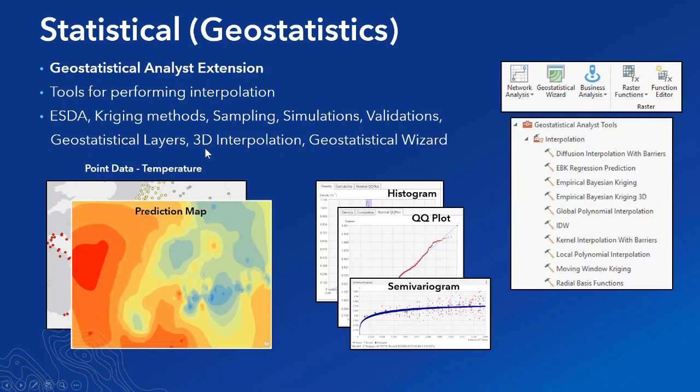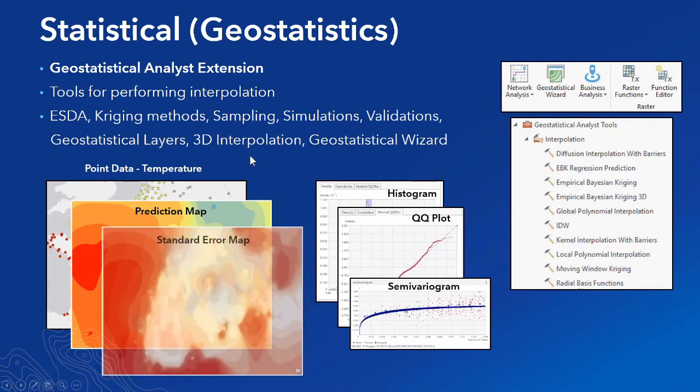So what you could then do with geostatistics is take those discrete point measurements of a continuous variable such as temperature, and create a prediction map, and not only a prediction map, but also a standard error map. These maps give you a sense of how good or how reliable your predictions are.